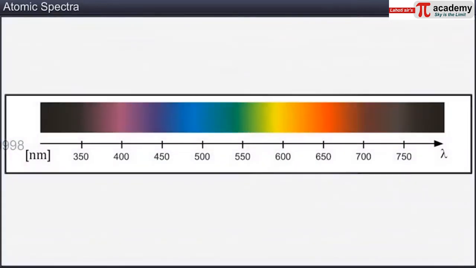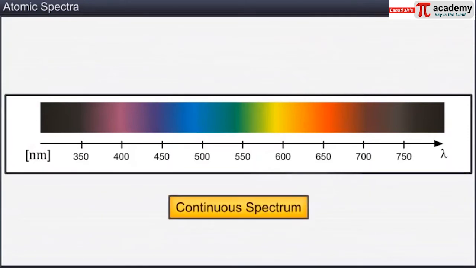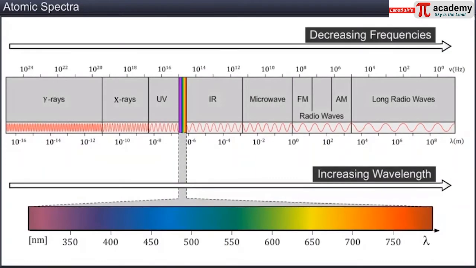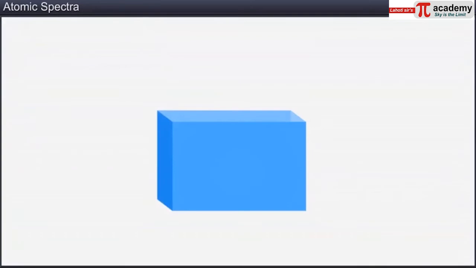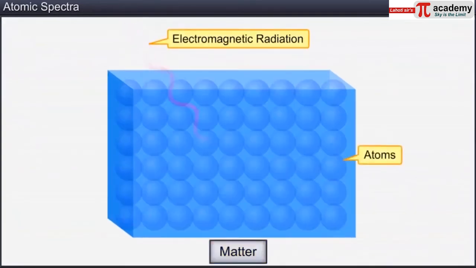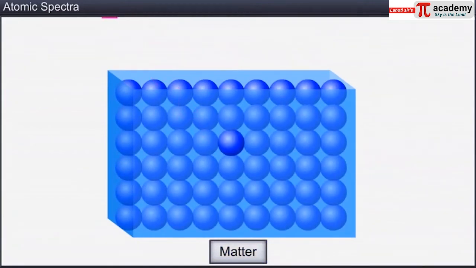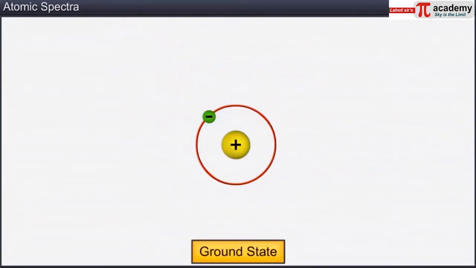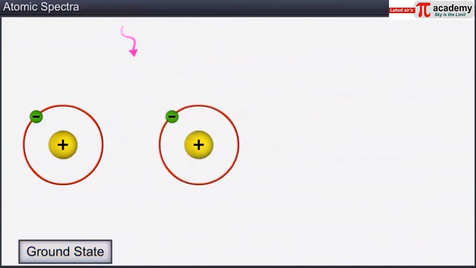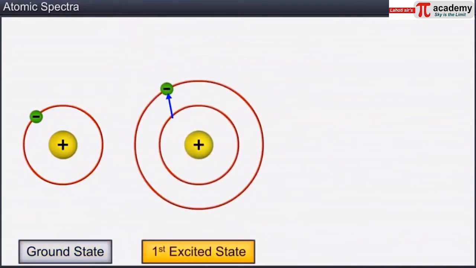These colored bands merge into each other. Therefore, the spectrum of ordinary white light is called continuous spectrum. Electromagnetic radiations include a range of wavelengths, and this array of wavelengths is referred as the electromagnetic spectrum. When electromagnetic radiation interacts with matter, atoms and molecules, they absorb some part of radiation and go to a higher, unstable energy state called excited state.